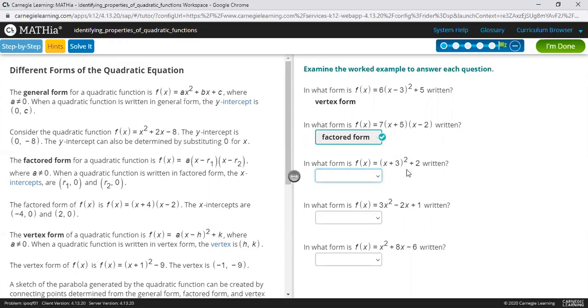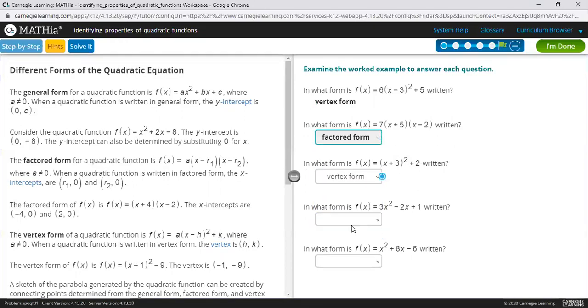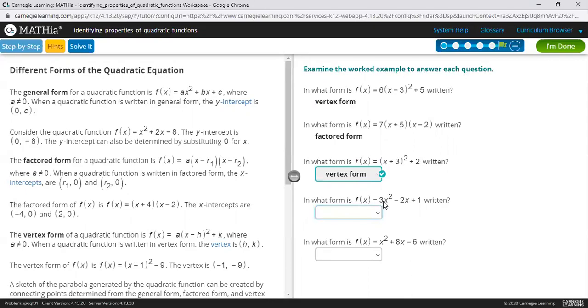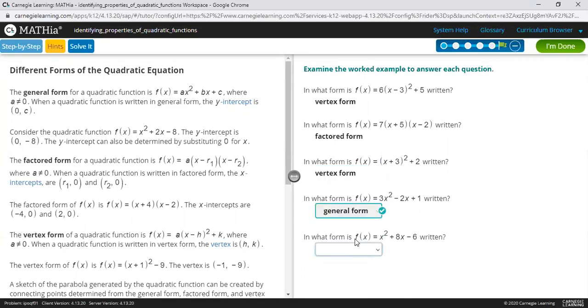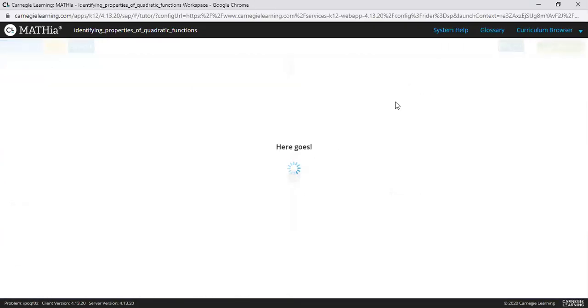This is, again, vertex form. This should be pretty simple for you to go through. Now we have our ax squared plus bx plus c. That's our general or standard form. And then we have another general form here. All right, so I'm going to click on done. Let's move on to the next section.